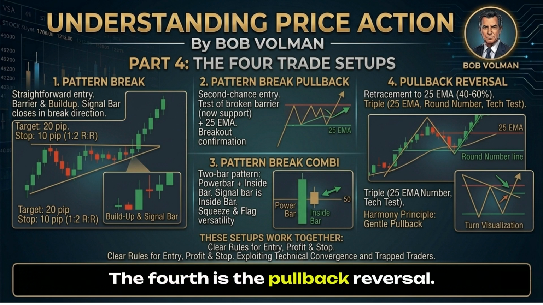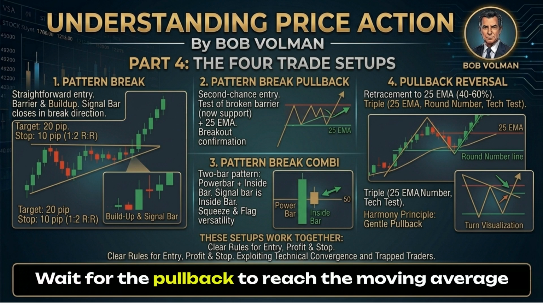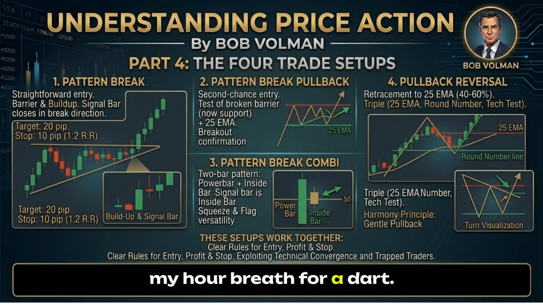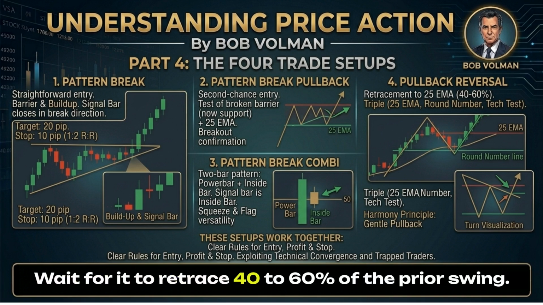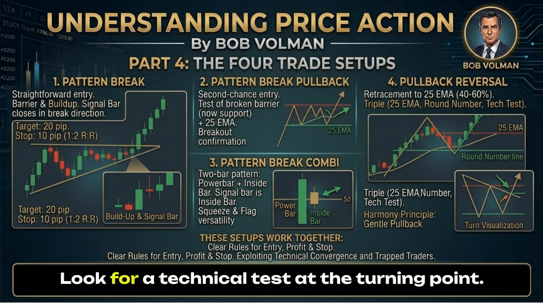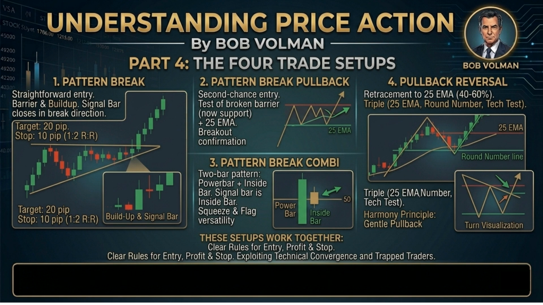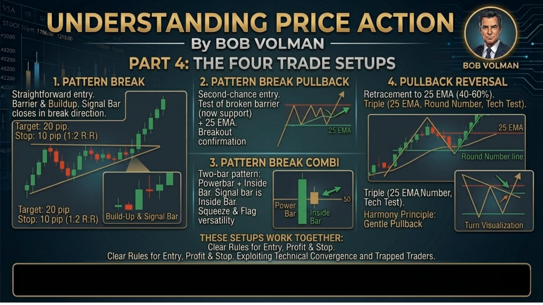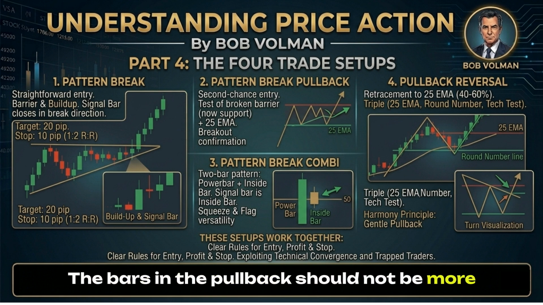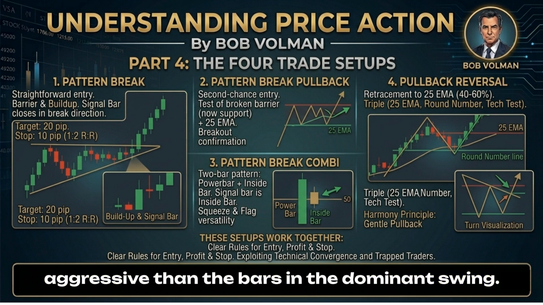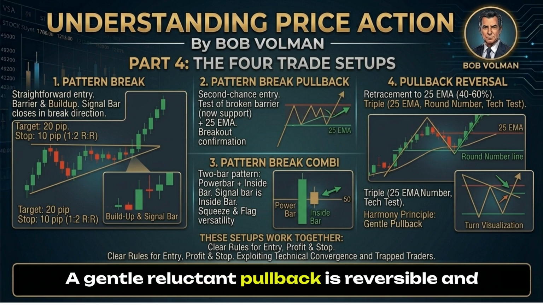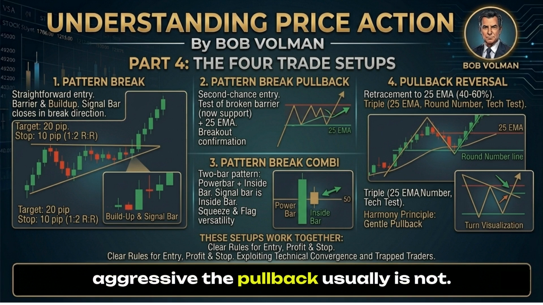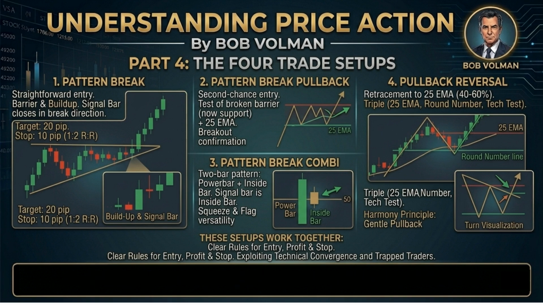The fourth is the pullback reversal. Wait for the pullback to reach the moving average. Wait for it to retrace 40 to 60% of the prior swing. Look for a technical test at the turning point. And above all, observe the harmony principle. The bars in the pullback should not be more aggressive than the bars in the dominant swing. A gentle, reluctant pullback is reversible. An aggressive pullback usually is not.